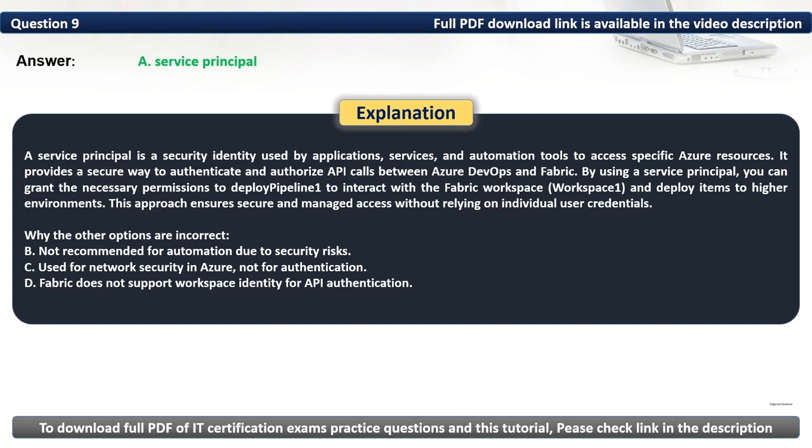A service principal is a security identity used by applications, services, and automation tools to access specific Azure resources. It provides a secure way to authenticate and authorize API calls between Azure DevOps and Fabric. By using a service principal, you can grant the necessary permissions to deploy Pipeline 1 to interact with the Fabric workspace and deploy items to higher environments. This approach ensures secure and managed access without relying on individual user credentials.